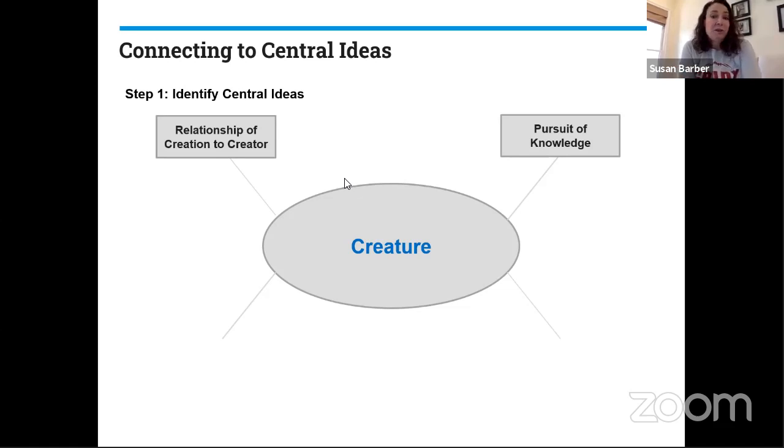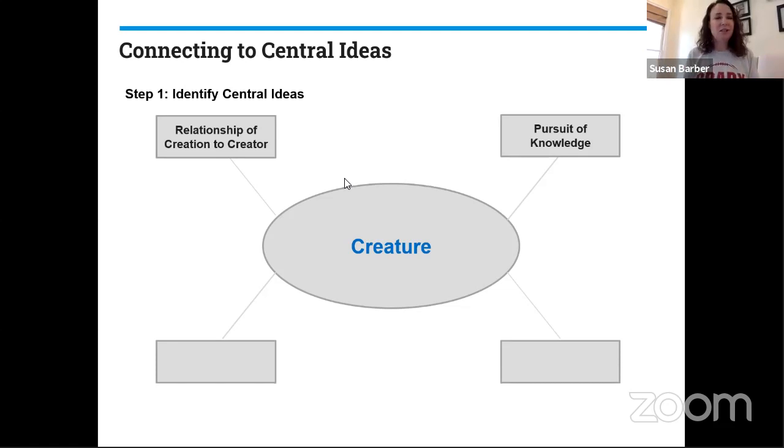Also, the pursuit of knowledge. We see this creature, the more he pursues knowledge and the more he learns, the more he is aware, not necessarily of the world, but of his own grief, of his own torment within himself. And this is also foiled, we also see this in Victor. There are other themes such as isolation. You can fill in different themes.